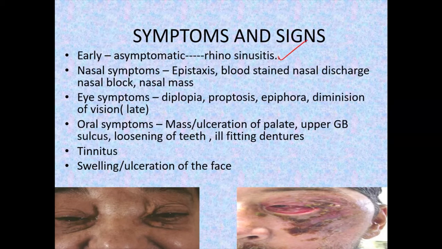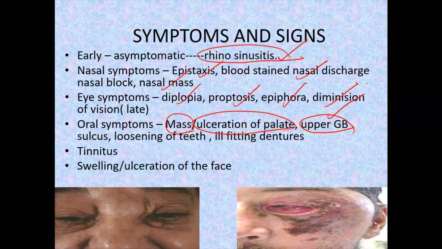In the early asymptomatic phase, they are like rhinosinusitis only. Nasal symptoms like epistaxis, blood-stained discharge, and nasal mass will be there. Eye symptoms like diplopia, proptosis, epiphora, diminished vision. Oral symptoms like mass and ulceration of the palate will be there. Upper gingivobuccal sulcus involvement, loosening of the teeth, ill-fitting dentures. There can be tinnitus, and there can be swelling and ulceration of the face, as you could see the spread down towards the face.